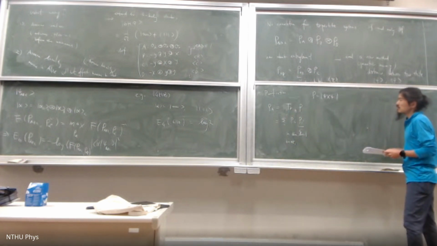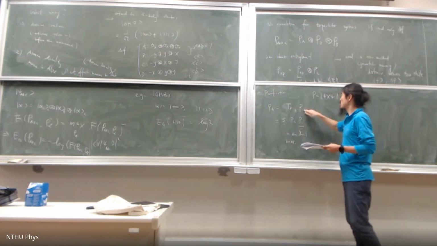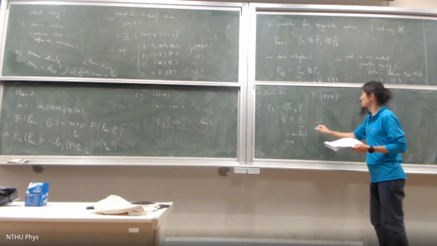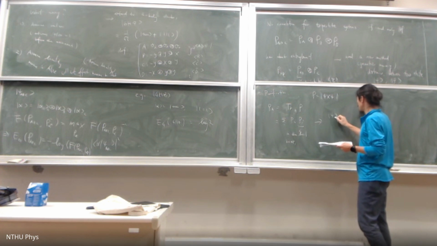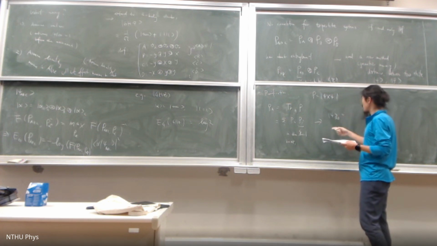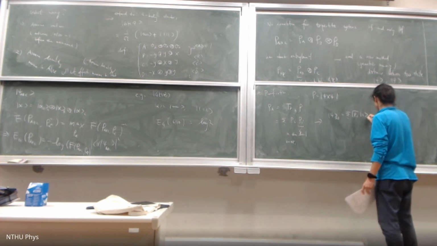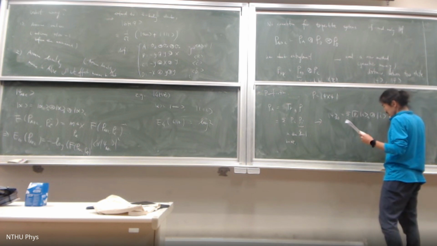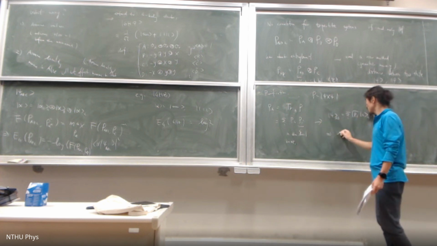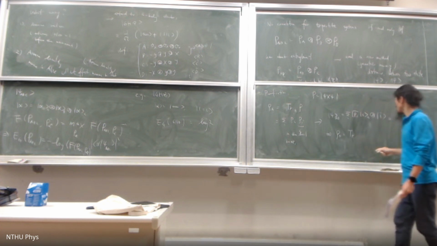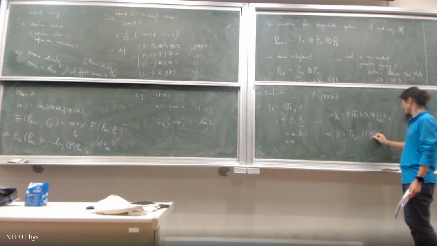Purification means I want to add the B degrees of freedom back and then purify this state, so I know what the corresponding pure state is. That means if rho A is a mixed state, I can add additional degrees of freedom, denoted by B, and then express it in terms of a pure state. If you do this, then your mixed state is nothing but taking the partial trace over B of this pure state.